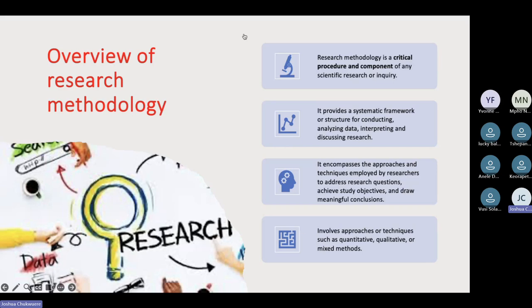In our first class, we saw that research is something that we do every day. When you wake up in the morning and you want to know the weather for the day, you are simply doing research. But because you are doing academic research, which has a process, that process is being guided by what? Research methodology. So it provides a systematic framework or structure for collecting, analyzing, interpreting, and discussing your research.